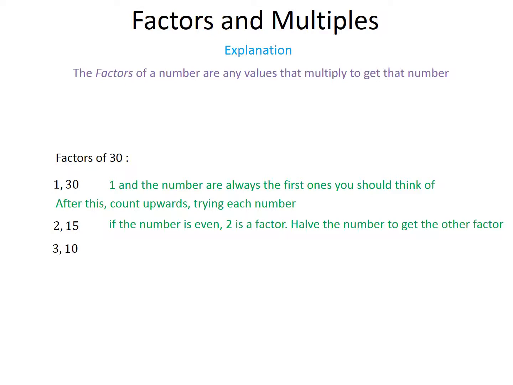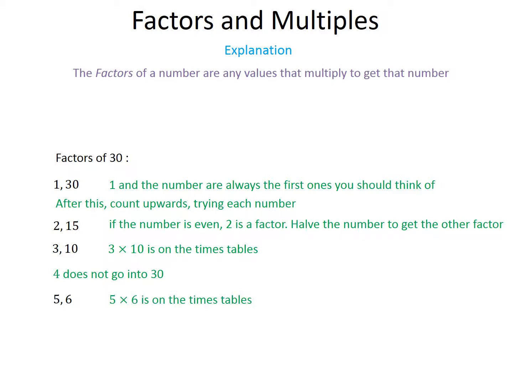Does 3 go into 30? Well, yep, it sure does, because 3 times 10 is actually on our times table, so that was an easier one. Does 4 go into 30? No, it doesn't, because 4 times 7 is 28, 4 times 8 is 32. It misses 30 there, so we can't write down 4. What about 5? 5 times 6 is 30. That's another one that's on our times table, so that's okay.